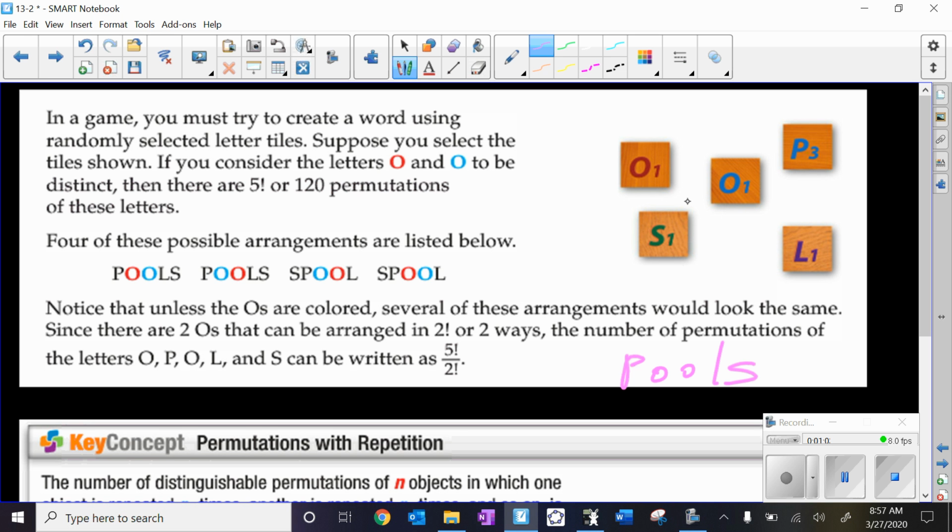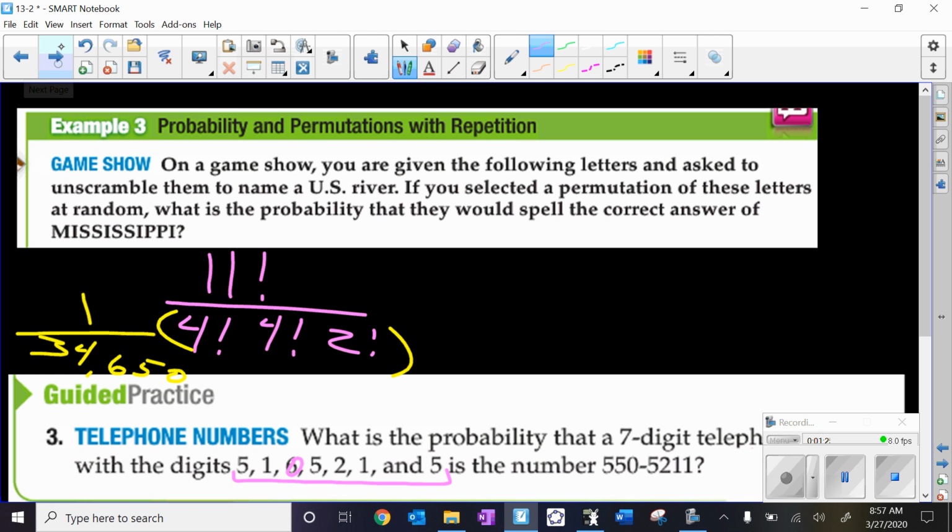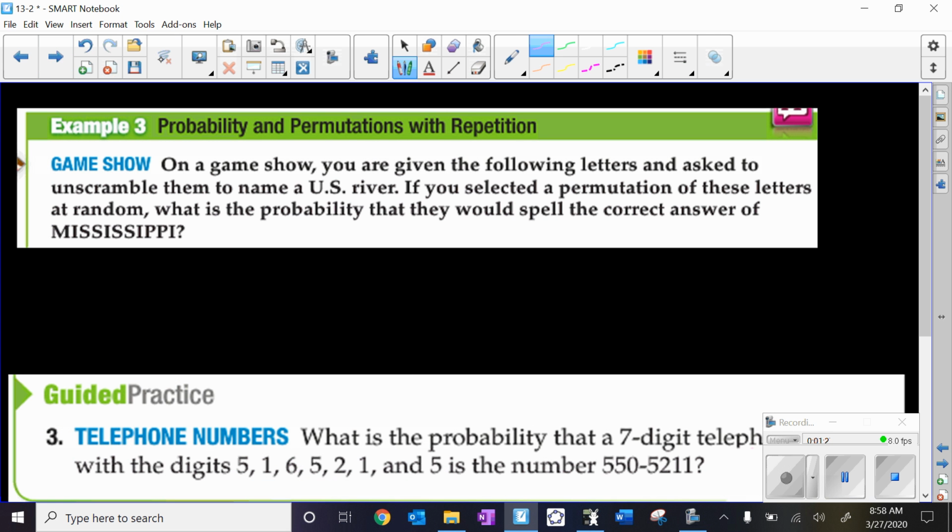So in this case, if I want to actually come up with the randomness of spelling this exact word, if I were to pull these tiles out of the bag, well, there are 5 tiles, and I want to divide out the repetition of the 2 O's on the bottom. Okay, so let's try an example with that. We're going to just divide out all the repetitions.